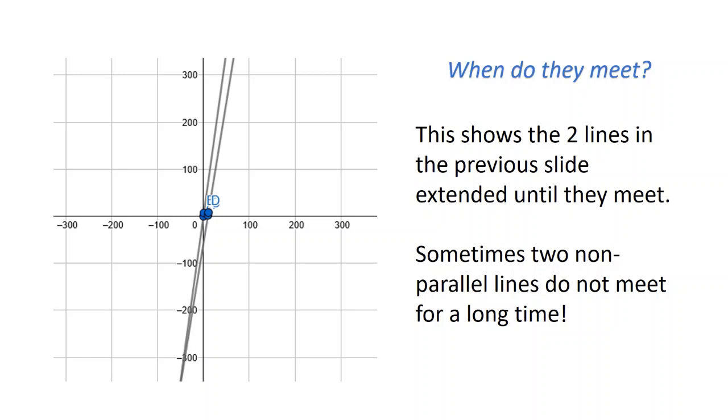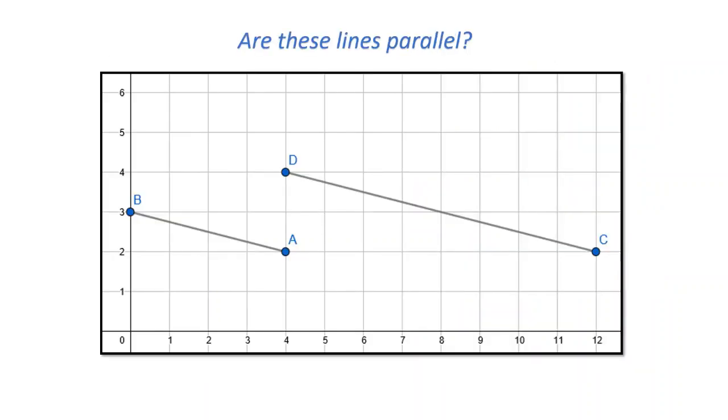So saying, oh, anytime I see two lines, I'll just draw them until they meet, and if they meet, they're parallel, and if they don't meet, they're not parallel. That's not a good strategy, which is why learning about the gradient is quite important. So a wee challenge question for you now. Pause the video if you like and think about whether these two lines are parallel or not parallel.